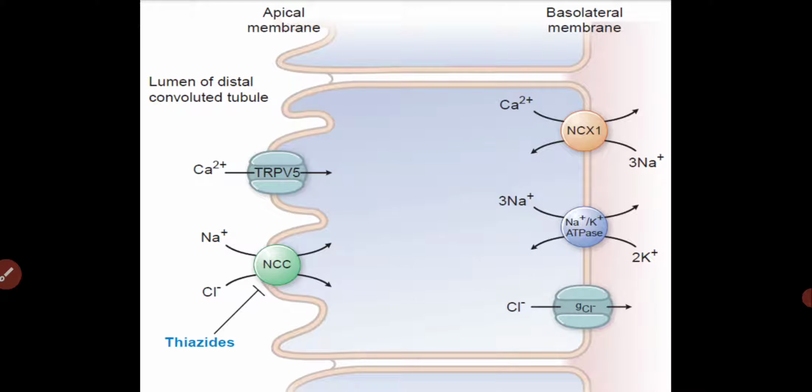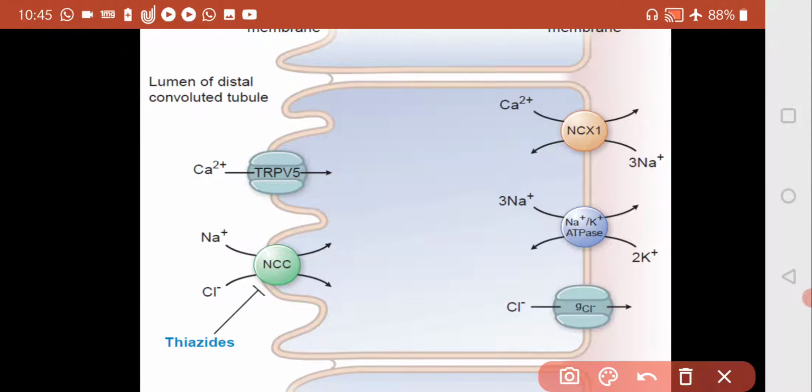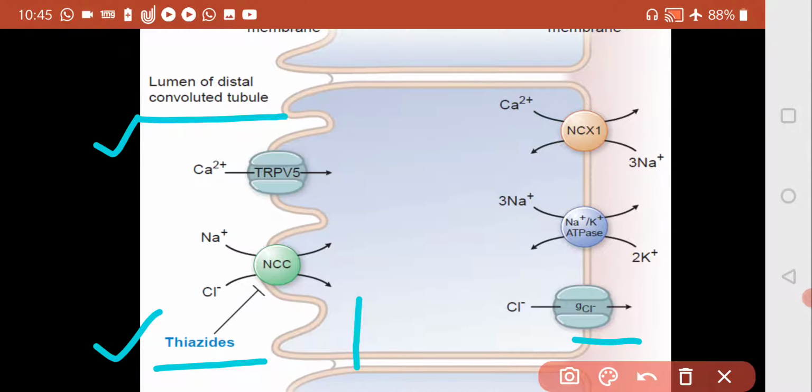So let's see the thiazide diuretics, okay. Here we can discuss the thiazide diuretics. This is the distal convoluted tubule. Again it is the apical membrane or luminal cell membrane, and there is a basolateral membrane. This is about the thiazide-like diuretics, acting on the distal convoluted tubules. This side is the apical membrane and this is the basolateral membrane. Clear?